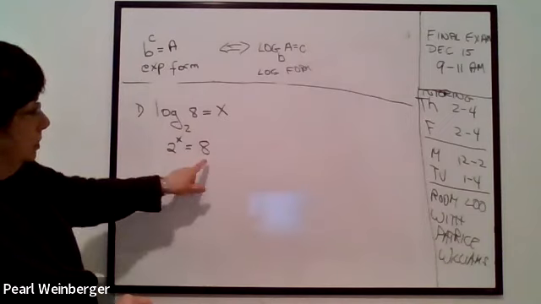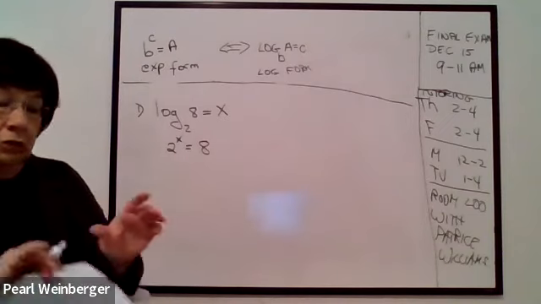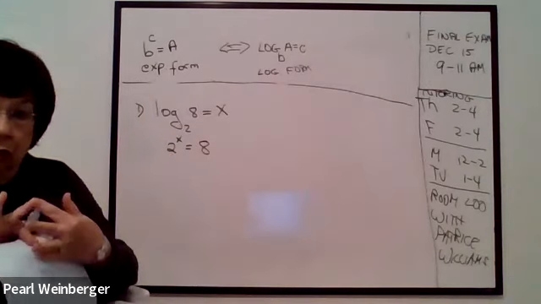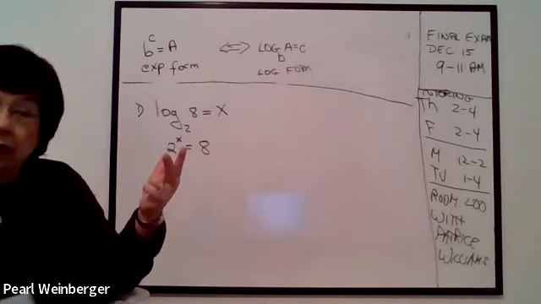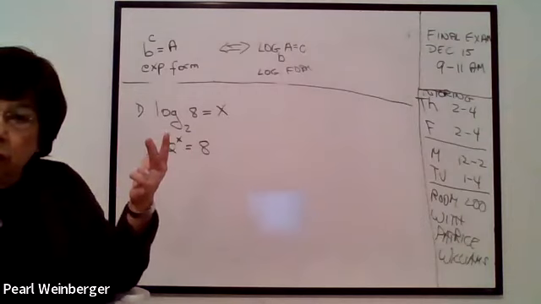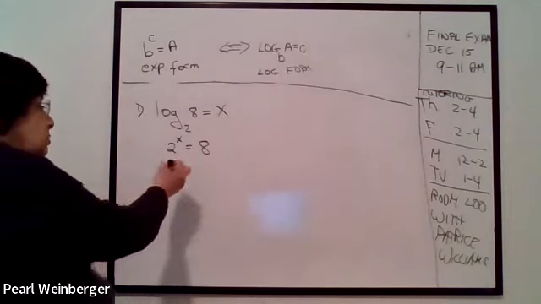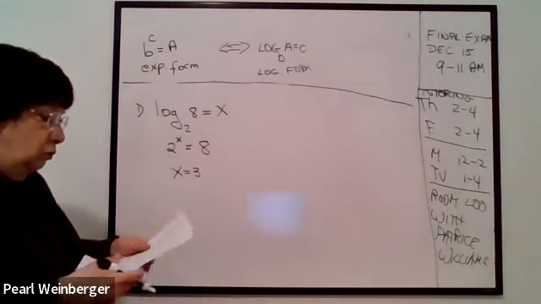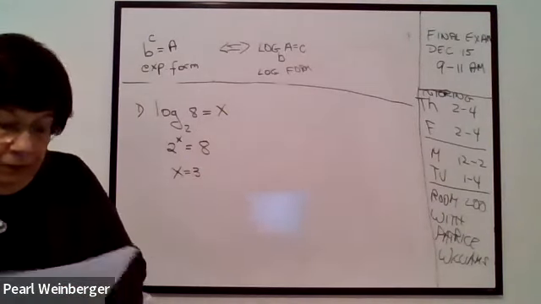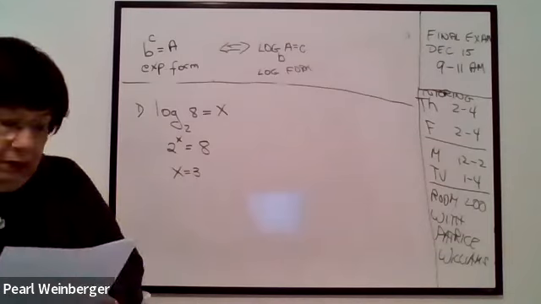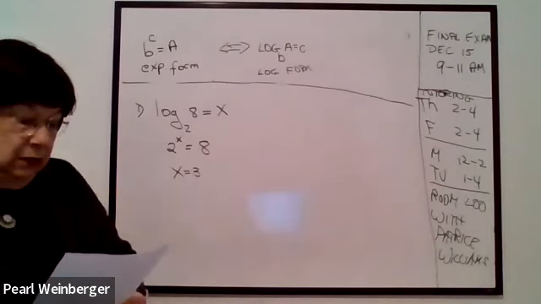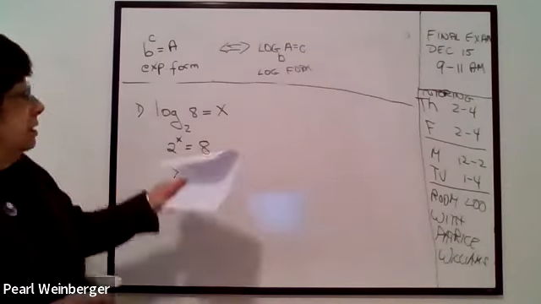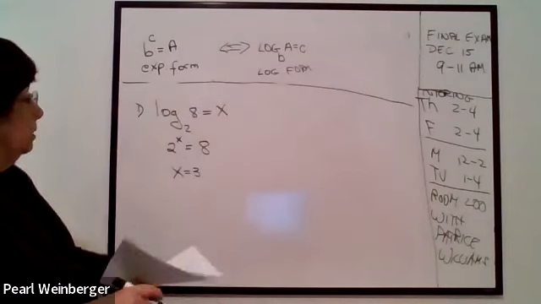Now let's think if we can do this. 2 to what exponent is going to give us 8? Well, let's just do it. 2 times 2 is 4, times 2 is 8. How many times am I multiplying the 2? Obviously 3 times. So obviously the exponent would have to be 3. So our answer in this case would be x, or this is equal to 3.